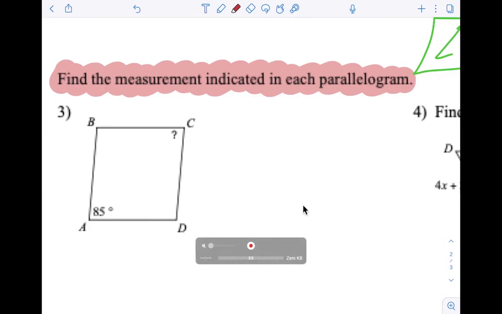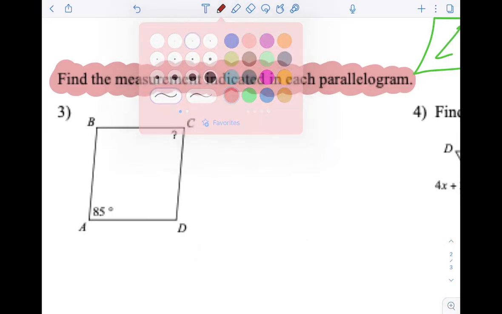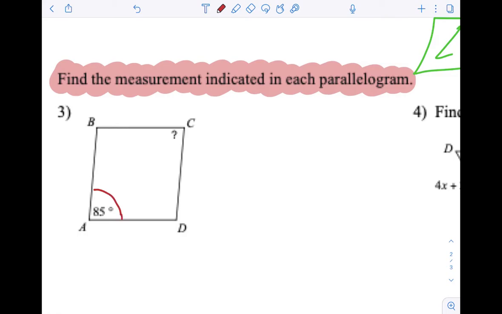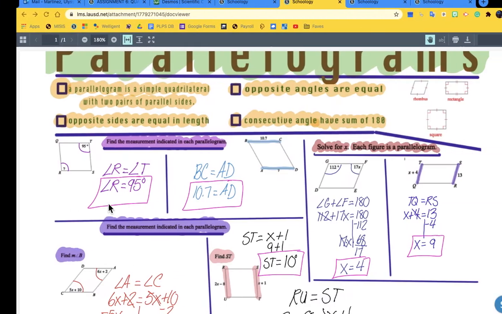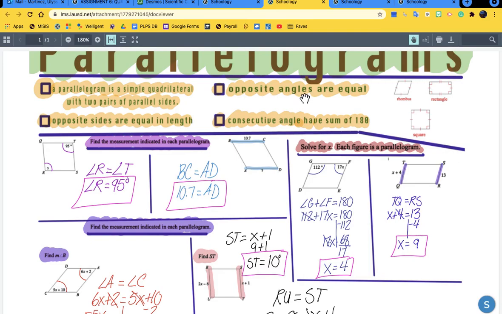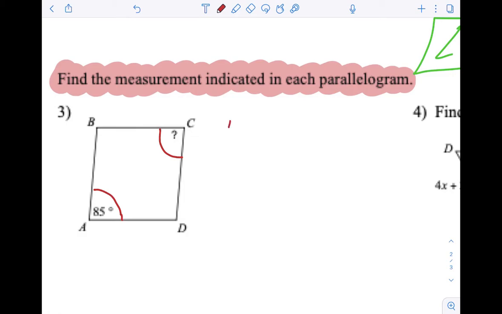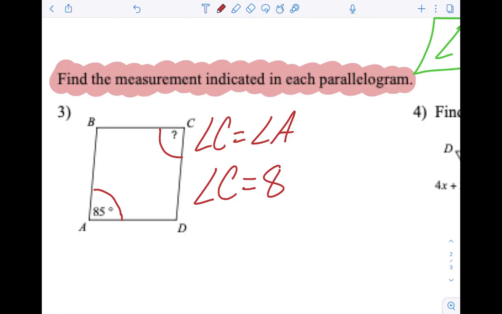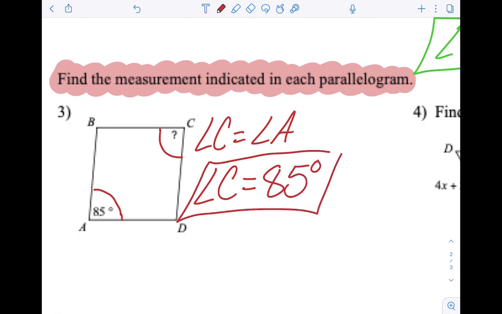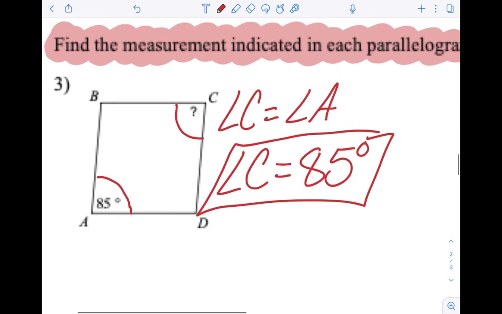So I take a look at what I have here. I have angle A, and I have something there for angle C. If I notice, these two angles are opposites of each other. So what does it say about opposite angles? Opposite angles are equal for parallelograms. That means that angle C is equal to angle A. I don't have angle C, so angle C is equal to angle A. It's 85 degrees. And boom, look at that. Simple, simple, simple.